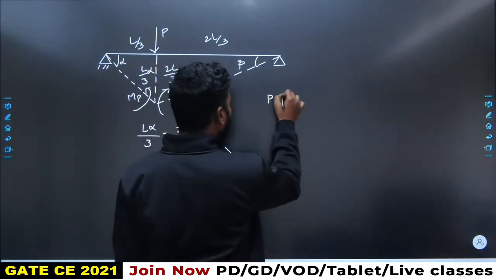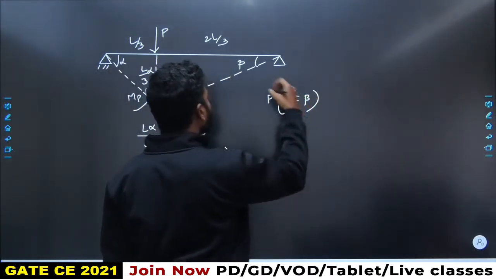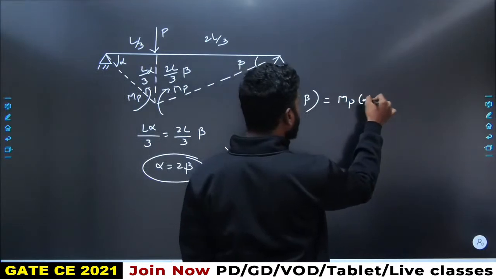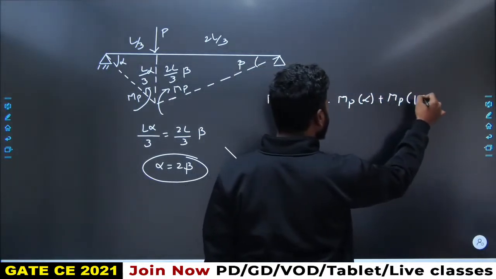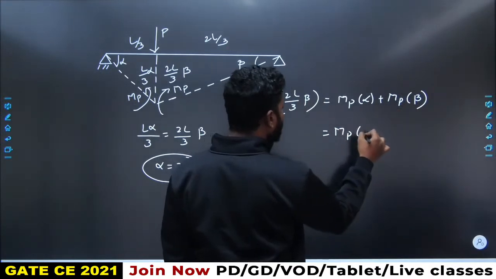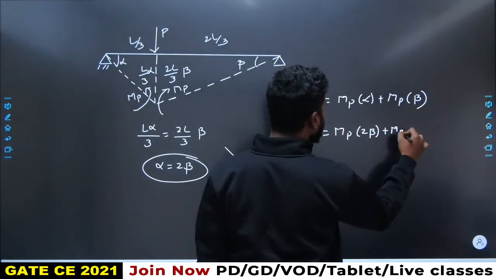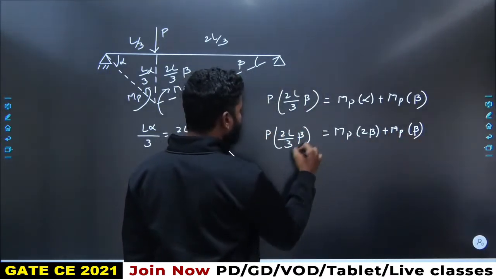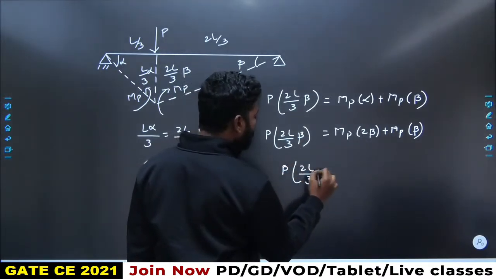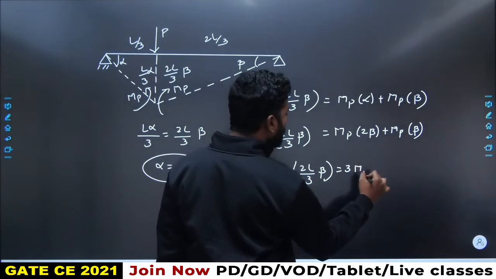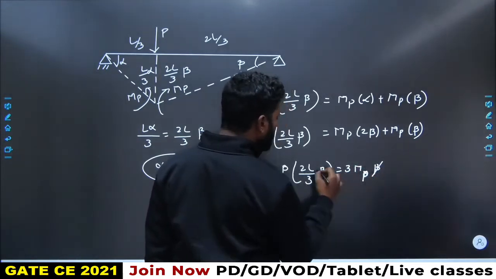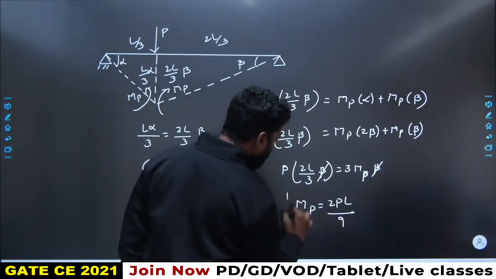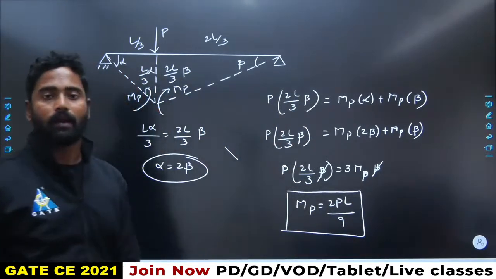So, external work done is equals to P multiplied with distance 2L by 3 times beta, internal work done is equals to MP times alpha plus MP times beta. Okay. MP times alpha is 2 beta plus MP times beta is 3 beta, fine. P multiplied with 2L by 3 times beta is equals to 3 MP beta, beta beta gets cancelled. So, MP would be equals to 2 PL upon 9.